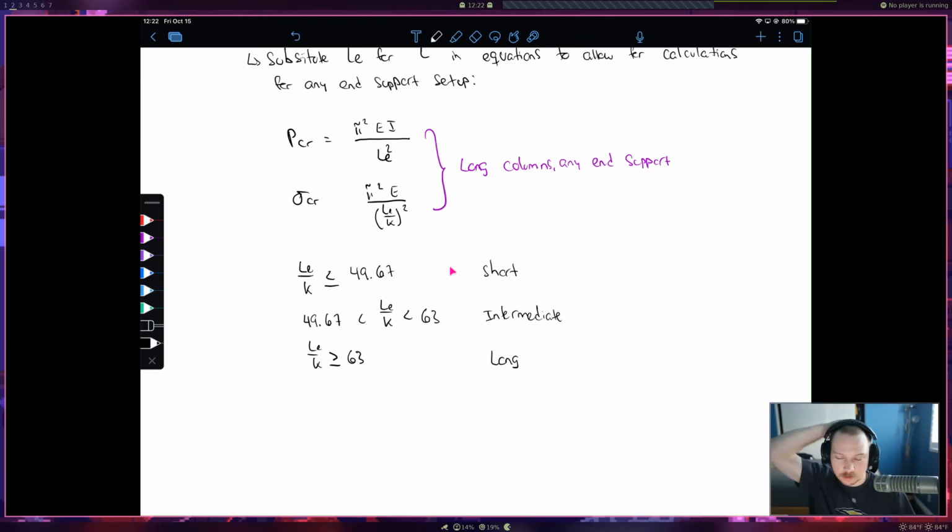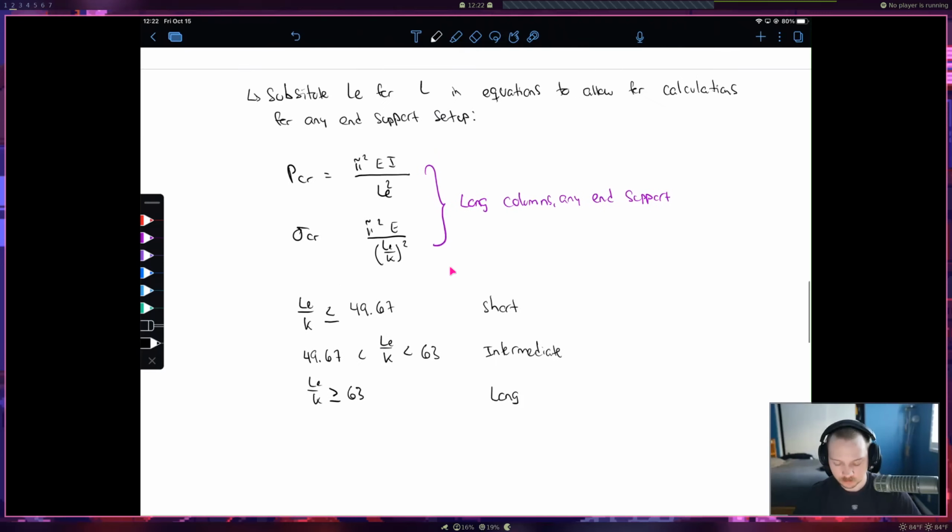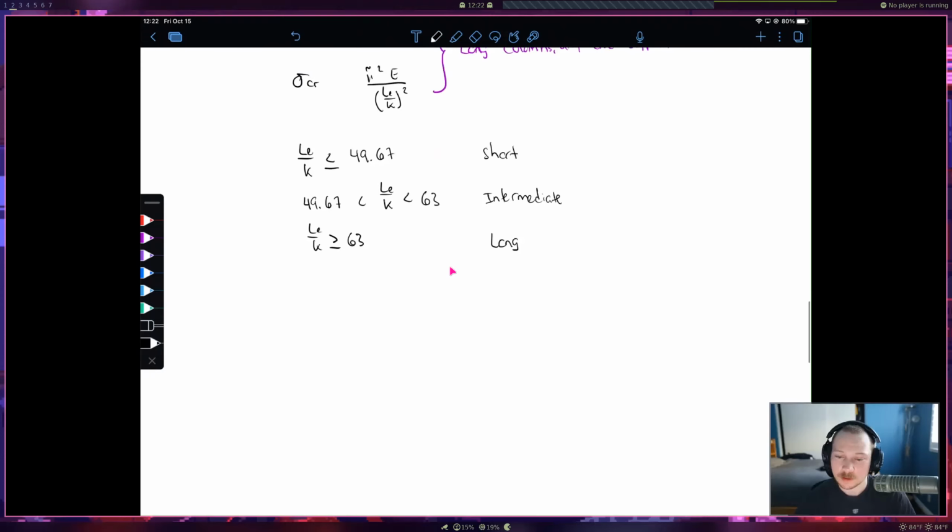Now we're getting somewhere, but now we need to talk about short columns and all those different end supports, and then long columns or intermediate columns with all the different end supports. Okay, so for short columns, it's kind of a crude approximation. We don't have a theoretical equation for this. All we have really is the crude approximation that the short columns are going to fail by yield stress. So it's going to fail by material failure.